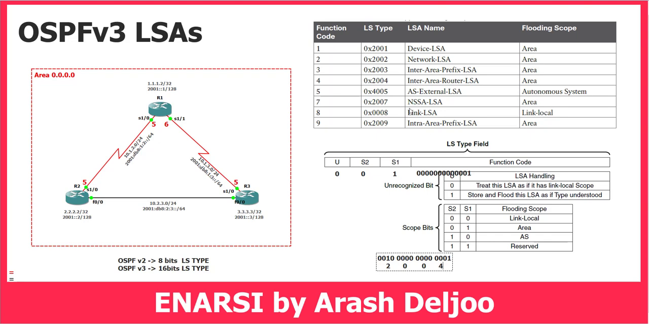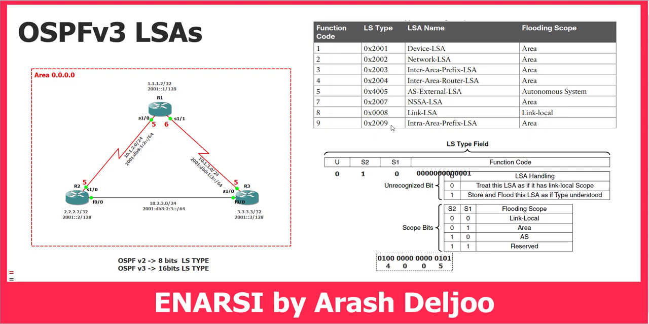But for LSA type 5, you know that the scope of this LSA is AS. Because of that, here we should use 1, 0 instead of 0, 1. 1, 0 means here now we have this value. Look at here, 1, 0, and also LSA type 5. Here we have 0, 1, 0, 1. Okay, this is equal to 4005.